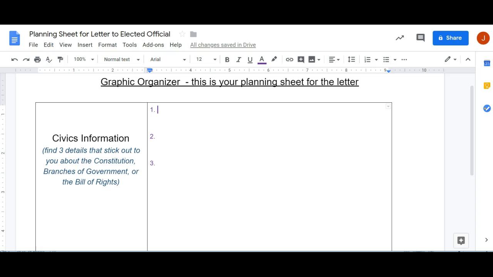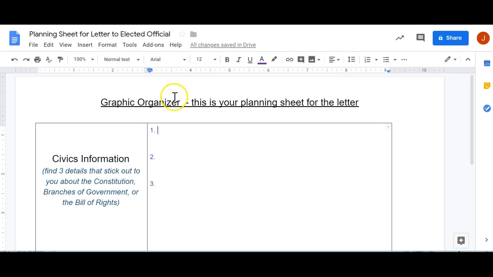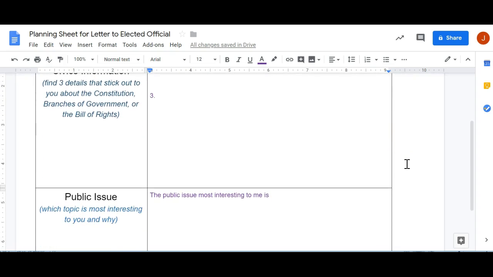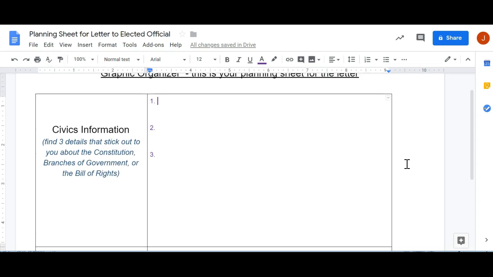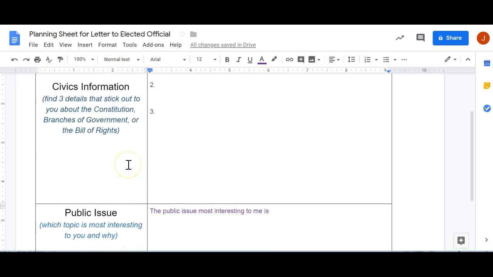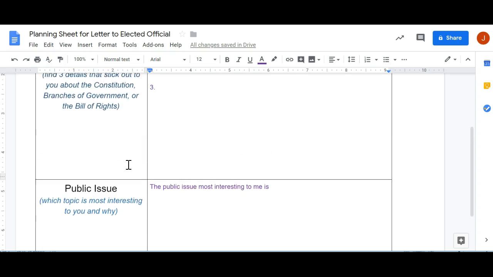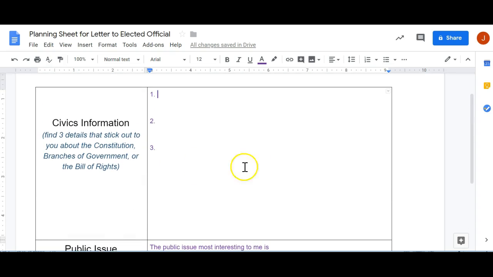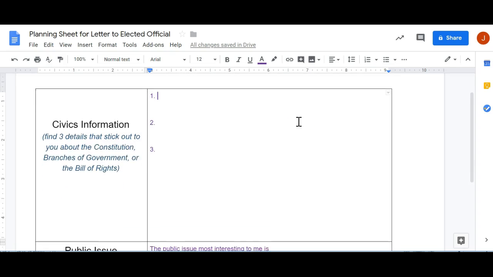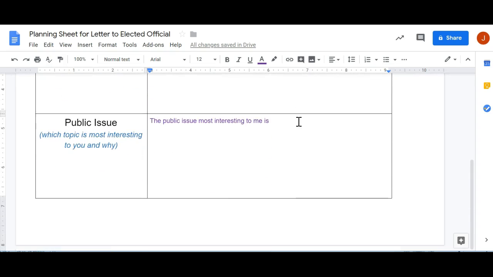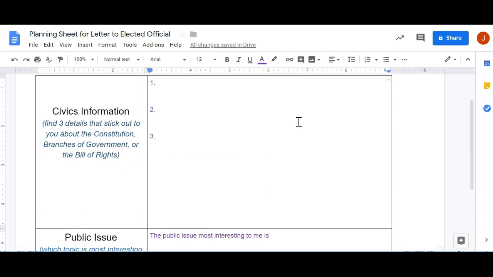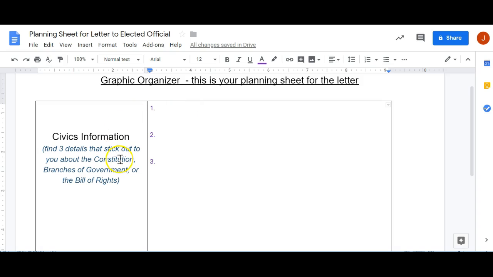We are going to go to the graphic organizer. At the top, I wrote graphic organizer. This is your planning sheet. So a planning sheet or a graphic organizer can come in many different forms. For the purposes of this assignment, I have created only 4 boxes to organize our information. So on the left side in this column, you are going to see the subjects that we are gathering information about. And in the right side column, that is where you are going to be writing down the information that you have filtered out from these categories.